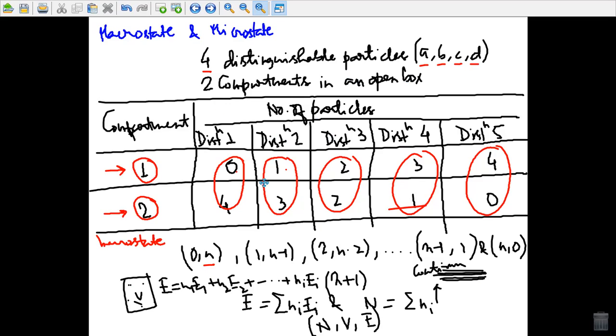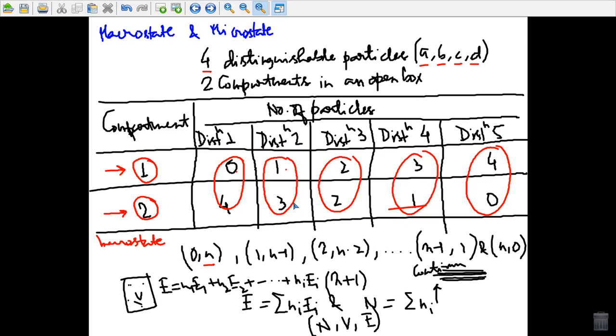So the possible ways in which four particles can be distributed in two compartments are as shown in the table. So this is compartment 1 and 2. So the distribution should be either 0, 1, 2, 3, 4, and vice versa 4, 3, 2, 1, 0. So one possibility is 0, 4, another one is 1, 3, then 2, 2, 3, 1, 4, 0. So thus there are five different distributions, and apart from these five, there would be no other possibilities. So each compartment-wise distribution of a system of particles is known as a macrostate.